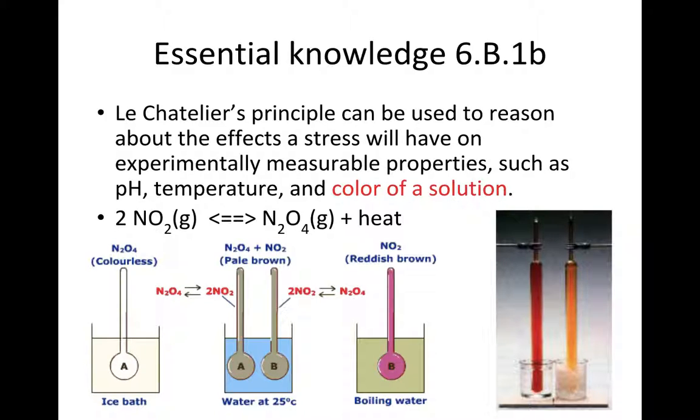So you can see on the right that putting the NO2 N2O4 combination in cold water, the color gets lighter, and then putting it in hot water on the left, it gets more red-brown. So the color of the solution can actually be affected by a shift in an equilibrium according to Le Chatelier's principle.